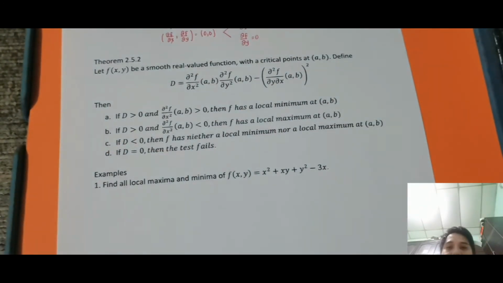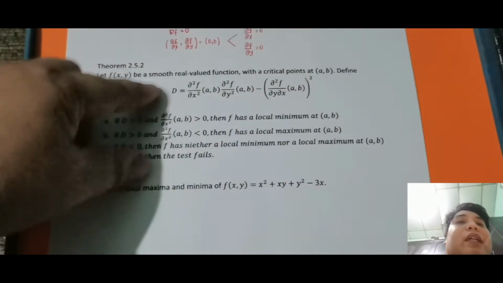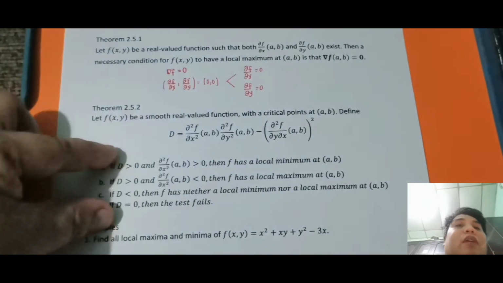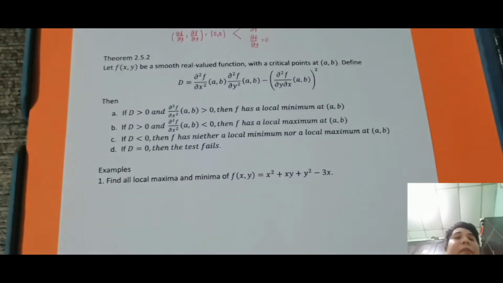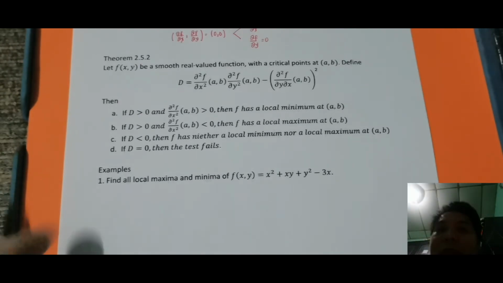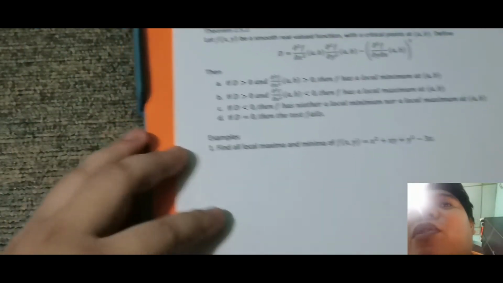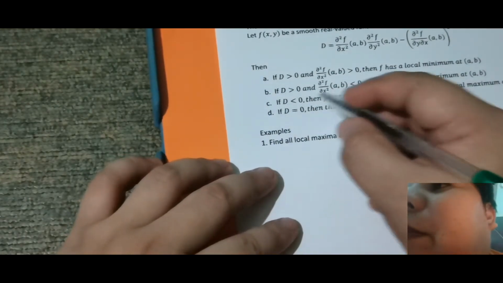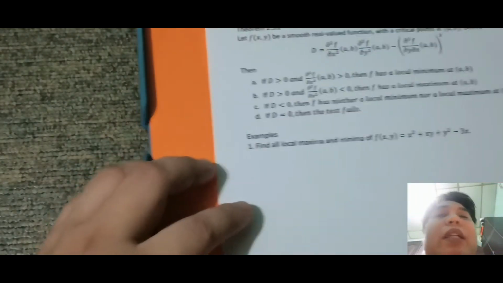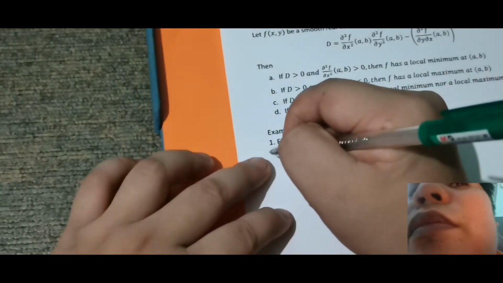Okay, so now let's proceed. Ito yung importante ha. Again, ito yung importante dito. Ito yung pinaka-importanteng formula. Okay, so find all local maxima and minima of f of x comma y is equal to x squared plus xy plus y squared minus 3x. So again, by theorem 2.5.1, we all know that the del of f. So una hanapin natin yung critical points.